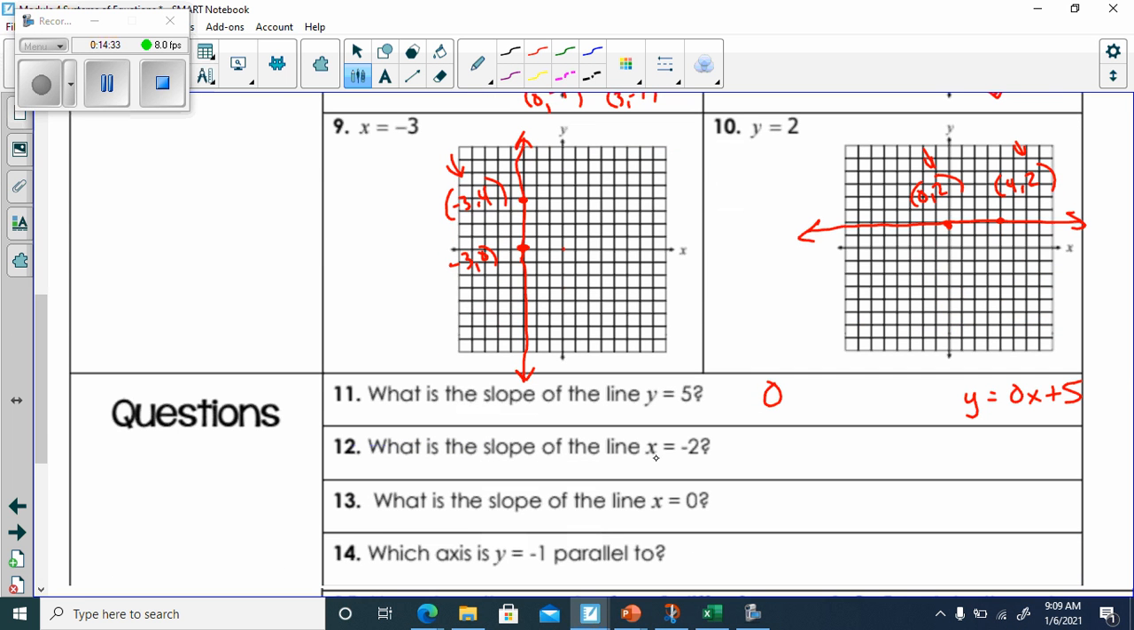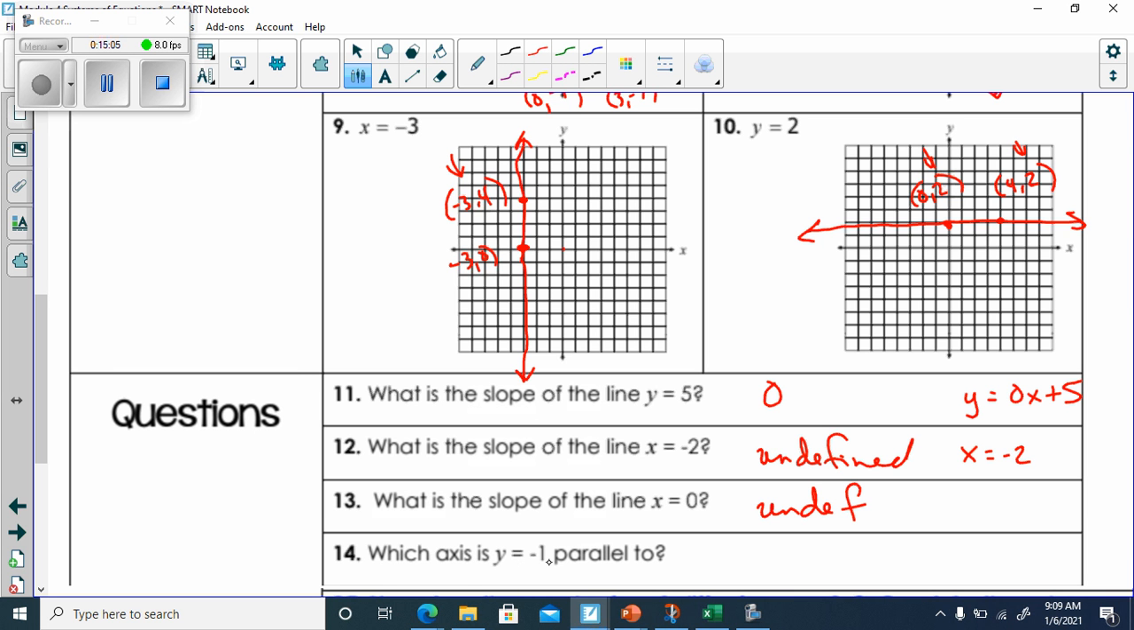What is the slope of the line x is equal to negative 2? Well, let's look at this. If x is equal to negative 2, it doesn't even fit this equation at all, right? It is undefined. Anytime you have got a line that is going straight up and down, its slope is undefined. What's the slope of the line x is equal to 0? Anytime it's x is equal to, it's undefined.